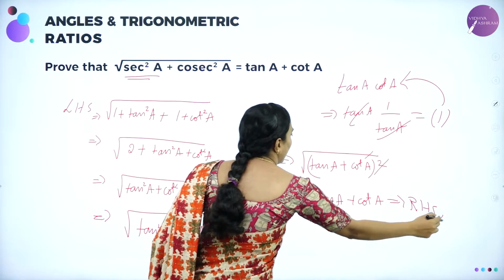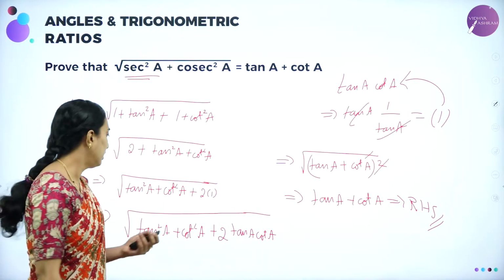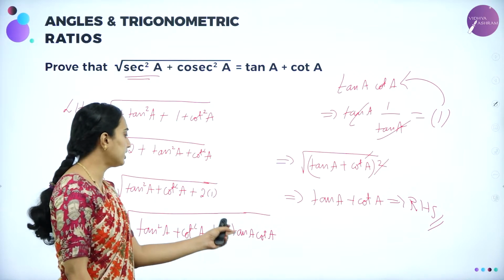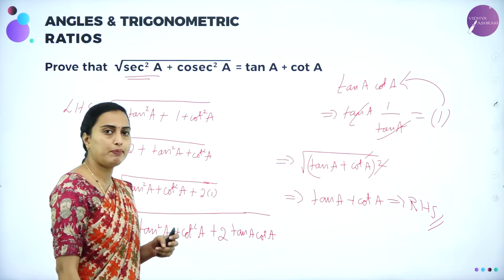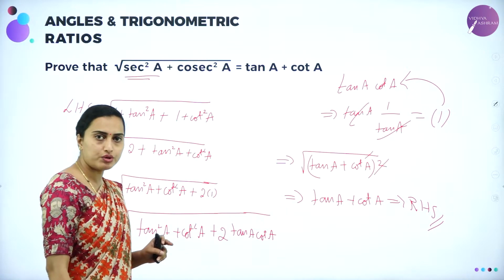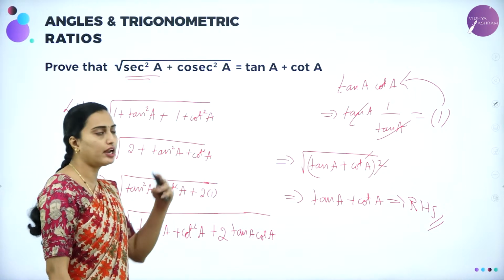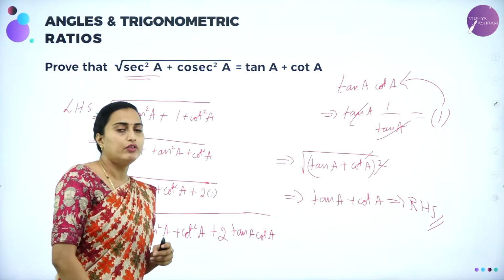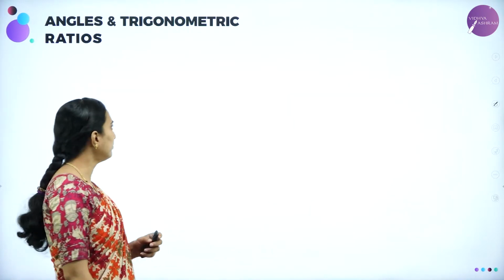That's it, dears. I hope you understood this step, how to change 1 to tan A into cot A, which is nothing but replacing 1, because I want to bring it in the form of (A plus B) whole squared. Understood? So this is the proof of the right hand side given. We'll move on to the next one, dears.